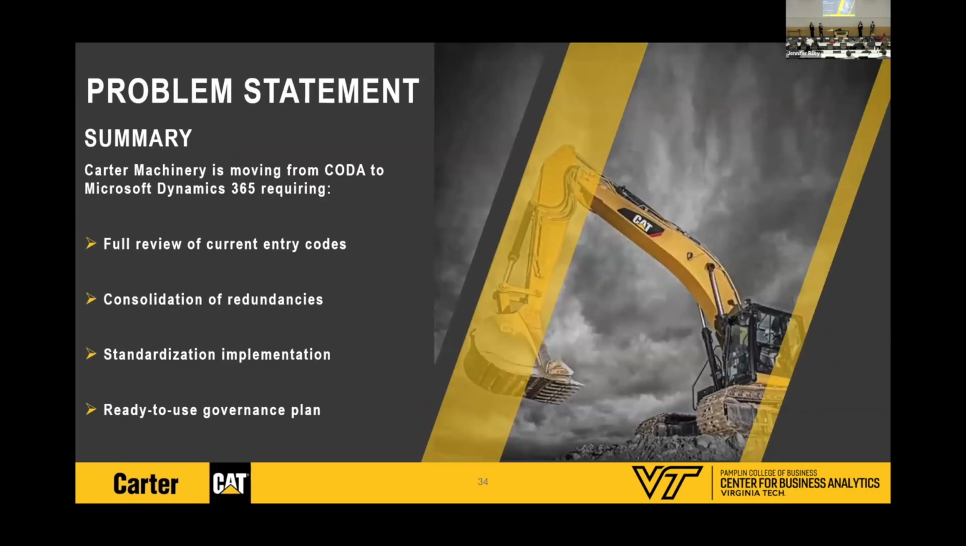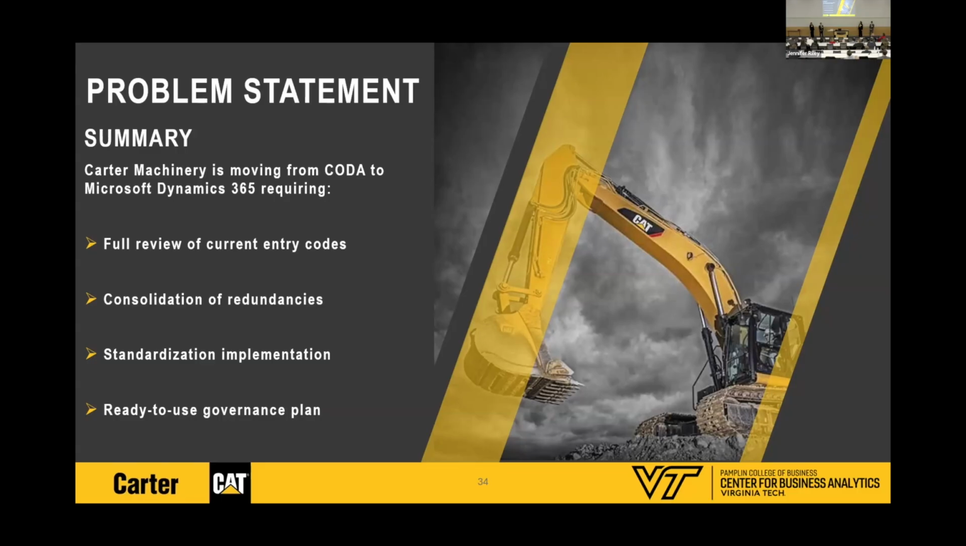To start with the problem our team was asked to address, Carter Machinery is currently transitioning from their legacy CODA ERP system to Microsoft Dynamics 365. During this transition, inconsistencies and redundancies in the data have created many challenges related to data quality and reporting accuracy. To address this, we focused on 4 key steps.